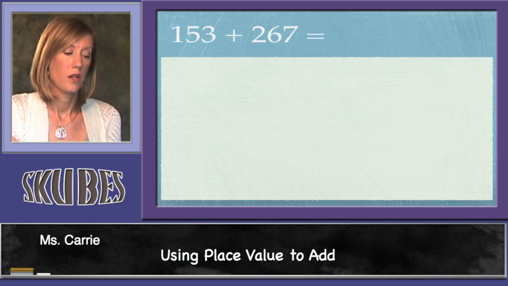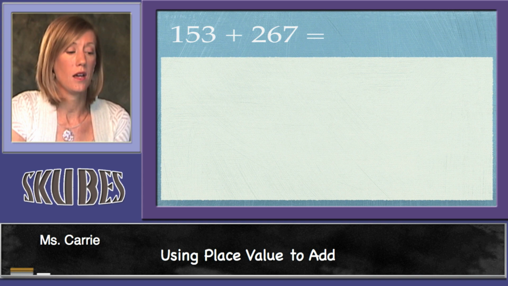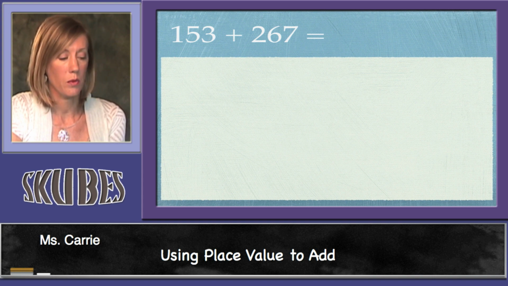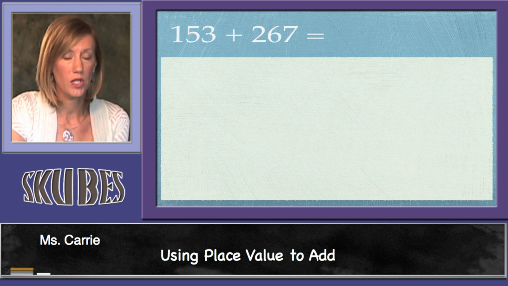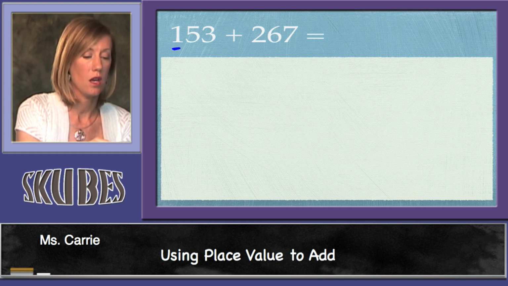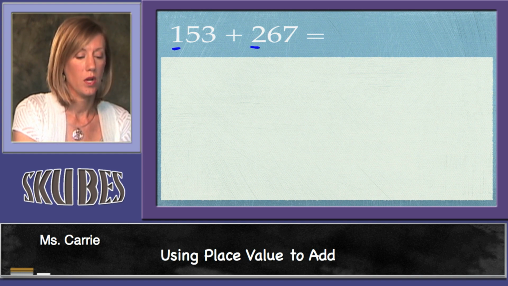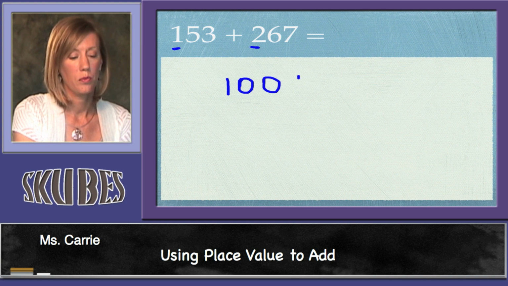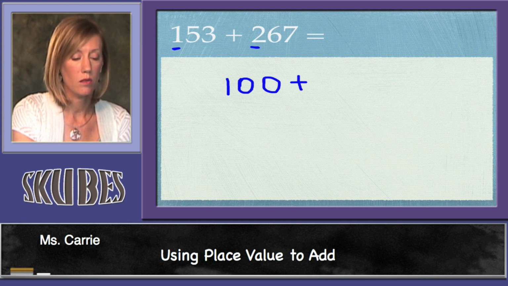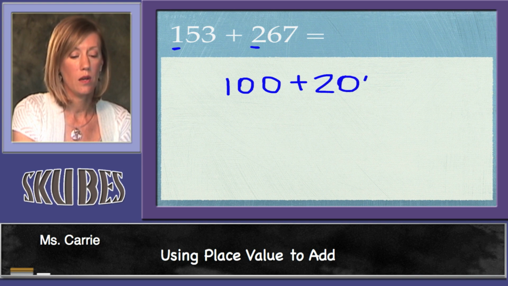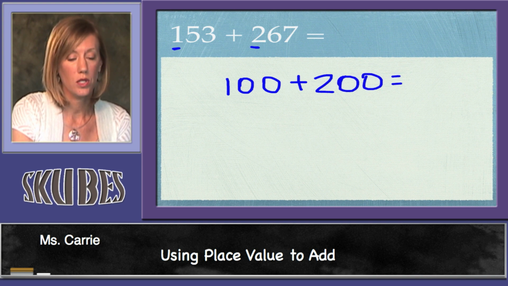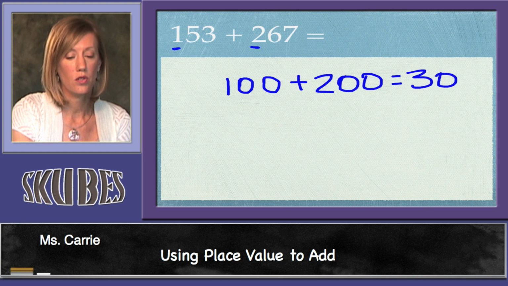Let's try another one. This is a triple digit problem. It still works, we're just going to break it down by the hundreds, the tens, and the ones. So we have 153 plus 267. Let's look at the hundreds place first. So 153 would be 100, 267 would be 200. Well, I know in my head that 100 plus 200 is 300.